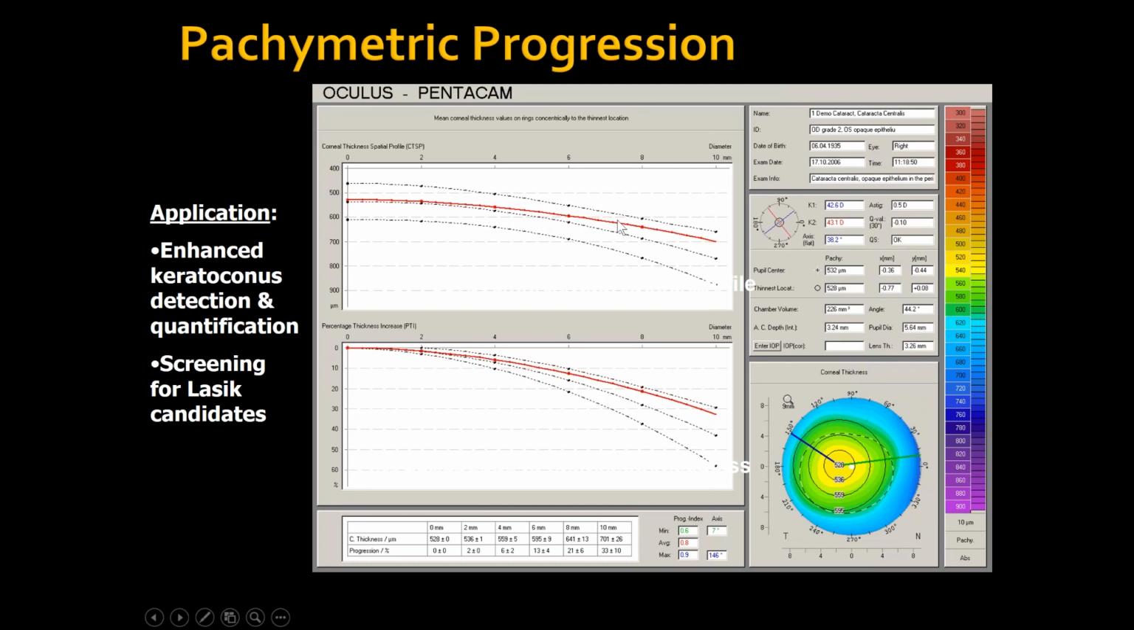When we see this line start to flatten out, we actually worry about corneal thickening, cases of Fuchs dystrophy, or even normal aging. With patients as they age, we see this red line start to flatten out.